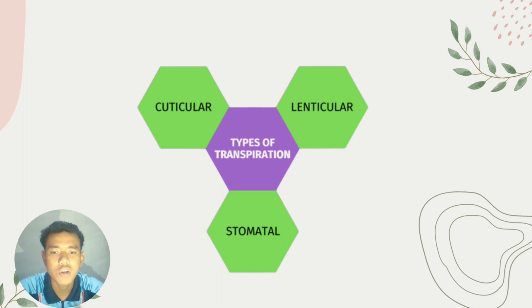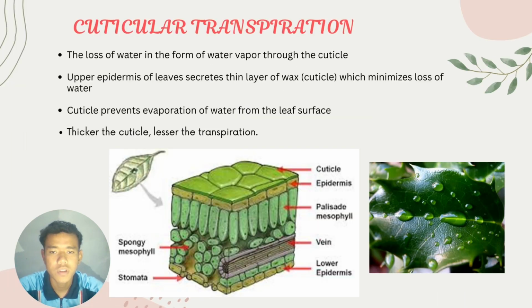There are three types of transpiration, which are cuticular, lenticular, and stomatal. We go through them one by one. First is cuticular transpiration, the loss of water in the form of water vapor through the cuticle. The upper epidermis of the leaf secretes a thin layer of wax, which minimizes loss of water. The cuticle prevents evaporation of water from the leaf surface. The thicker the cuticle, the lesser the transpiration.